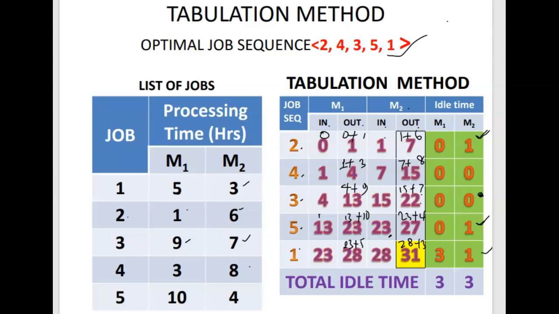Now, since we have 2 machines, machine 1 finished job 1 on the 28th hour. But since it's a batch, machine 1 done with job 1 on the 28th hour, but for machine 2 to complete the job, machine 1 had to wait for 3 hours. That means it finished on the 28th, he had to wait for 29, 30 and 31. He waited for what? For 3 hours for the job to be completed. That is how we calculate what? The idle time of the machine.